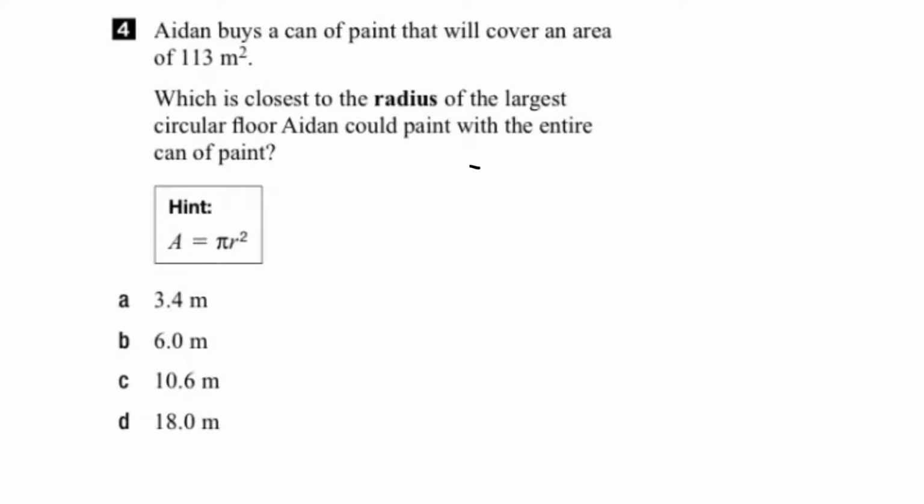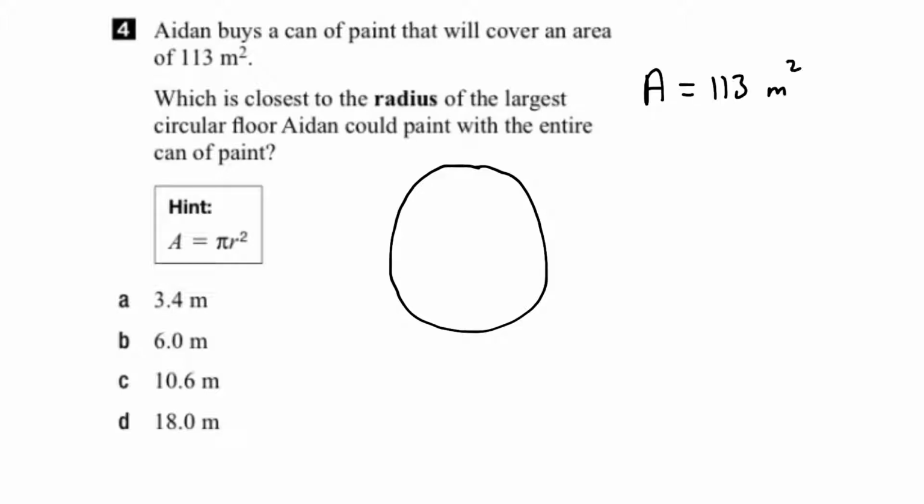In this question, we're told that Aiden's going to paint a circular floor. We're also given that the area that the paint will cover is 113 meters squared. And what we have to figure out is the radius of this part that can be covered with 113 meters squared of paint.